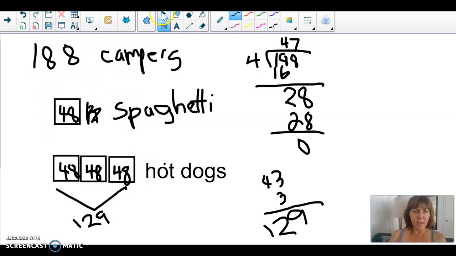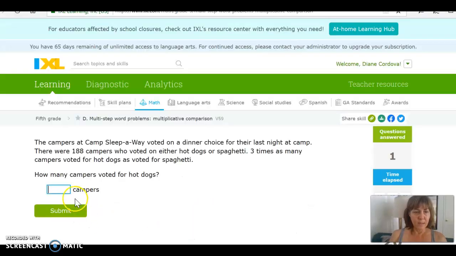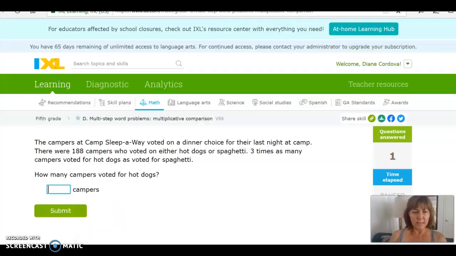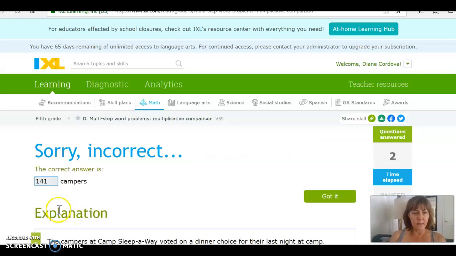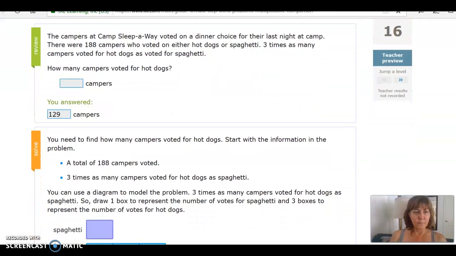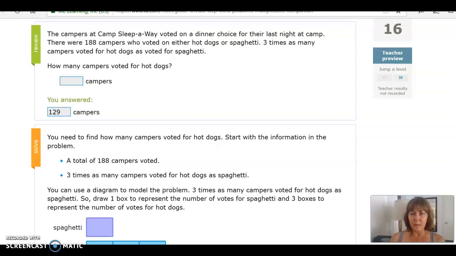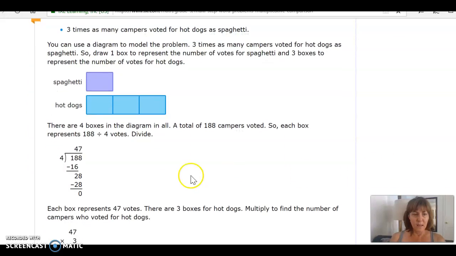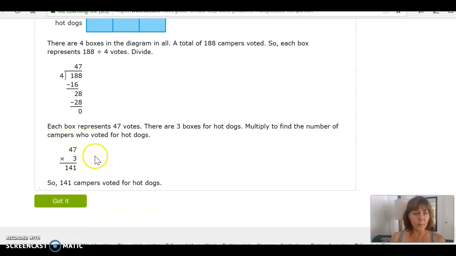Let's see if my answer works. It says how many campers voted for hot dogs. We can see that 129 did. Let's see if I am correct. Oh, the answer is 141. What did I do wrong? So let's look at it. 3 times as many voted for blah, blah, blah. So here are their boxes. This is what I got, 47. 47 times, oh, I multiplied wrong. 47 times 3 is 141.